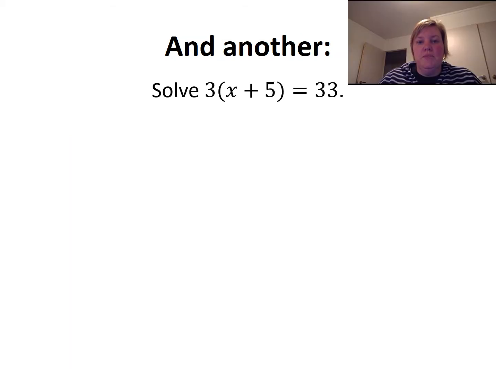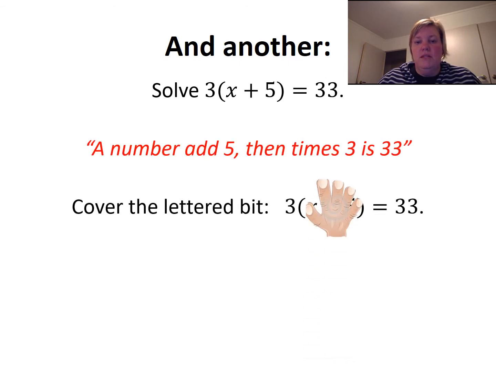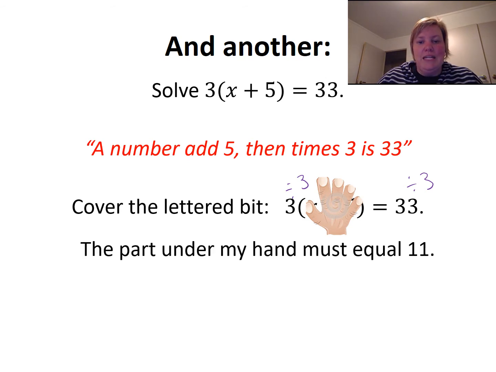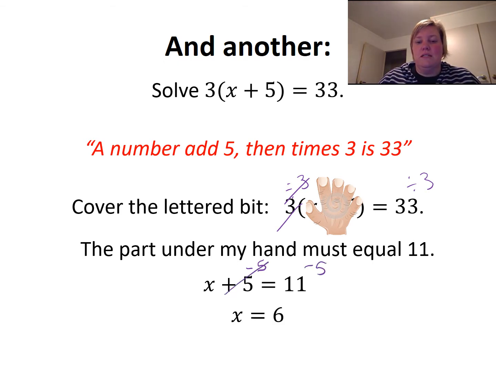Okay, let's try another one. This one here, hand over the bracket. So multiply by 3, so I'm going to divide both sides by 3 first. So the bit under my hand must be 11 because 33 divided by 3 is 11. The bit under my hand was x plus 5. That equals 11. Now I'm back to familiar territory. Take 5 off both. And so x equals 6.